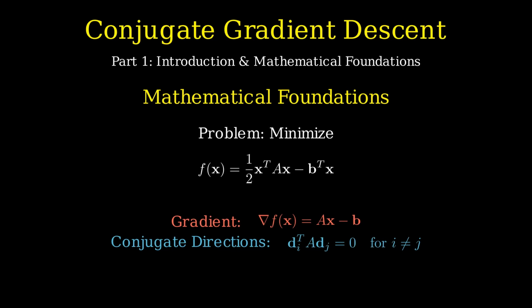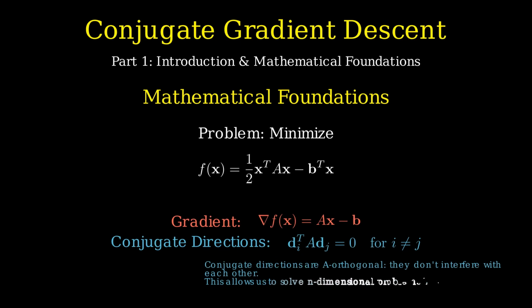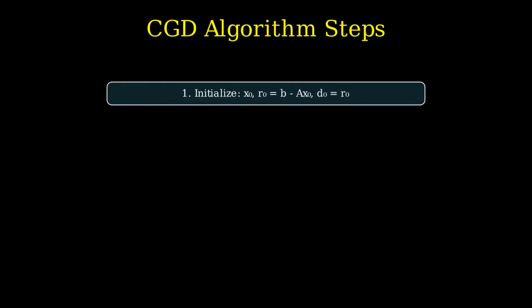Alright, let's see how the algorithm actually works. I'll walk through each step, and trust me, it's more elegant than you might think. Step 1. Initialize. We start with an initial guess, x_0. Then we compute the residual r_0, which is b minus Ax_0. This residual is actually the negative gradient at our starting point. Our first search direction, d_0, is simply equal to r_0. We start by going along the gradient, just like standard gradient descent.